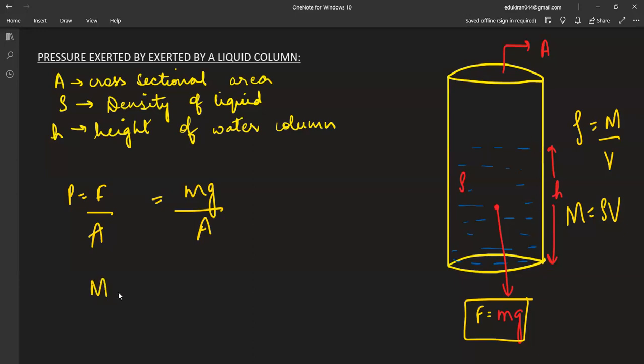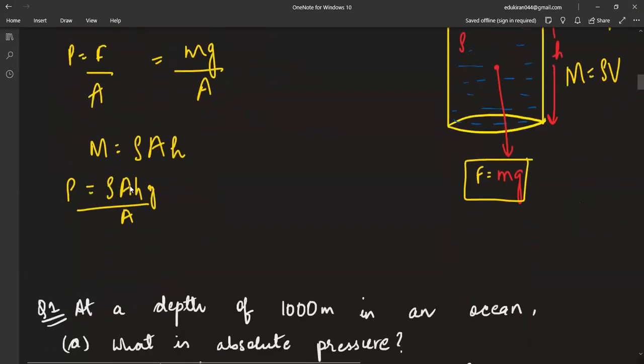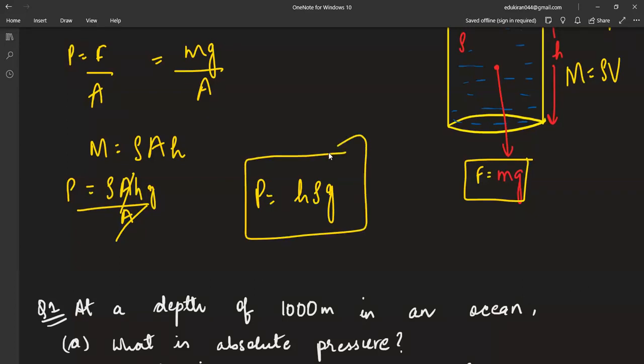So what is the mass? See, density into volume. Volume is area into height, so mass is rho a h. So pressure is equal to rho a h times g divided by a. See, area will be cancelled. Pressure is equal to h rho g. This is the formula. So this pressure that is applied is actually known as gauge pressure.